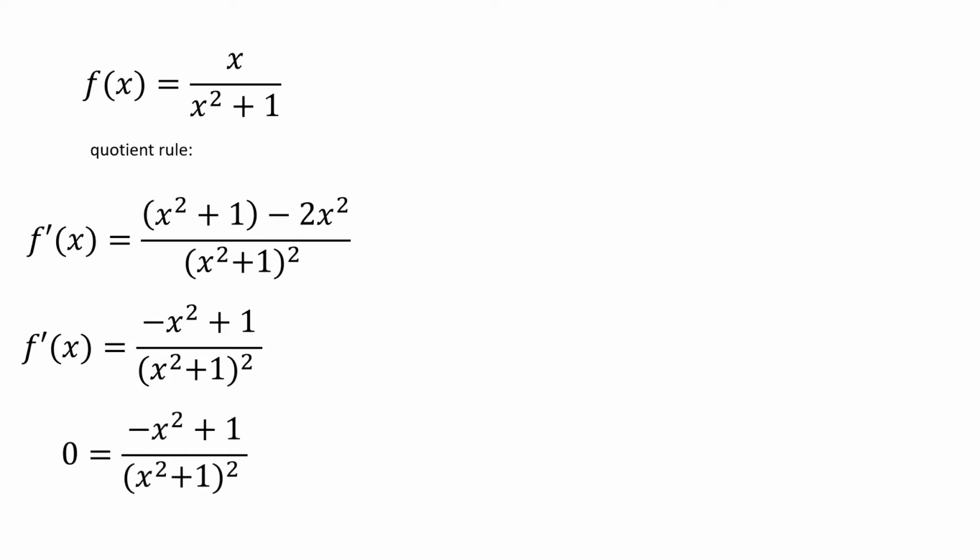To find the critical points, we make the derivative equal to 0 and solve for x. We know that the denominator in this function will never be 0, because x squared plus 1 will always be positive and non-zero, and so will its square. So we can disregard the denominator and just look at the top, -x squared plus 1, and see when that equals 0. As a result, x squared equals 1, and the critical points for the derivative are x = 1 and x = -1.